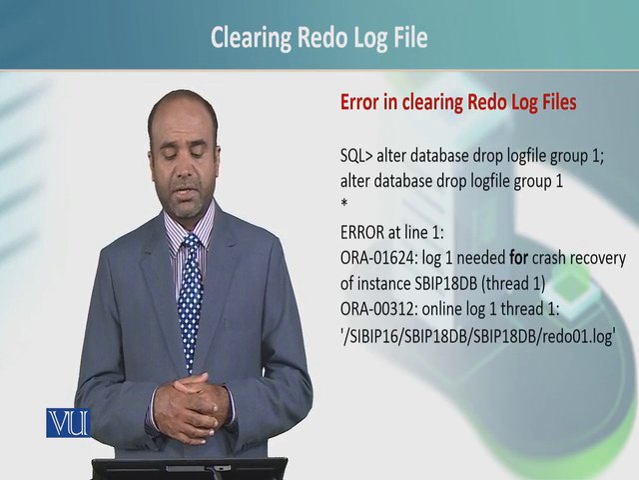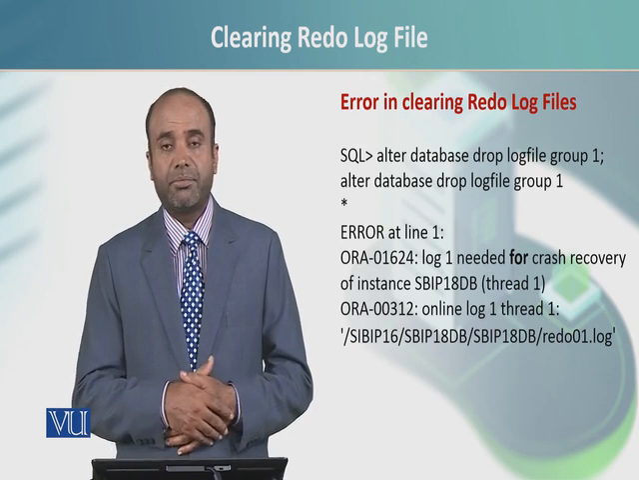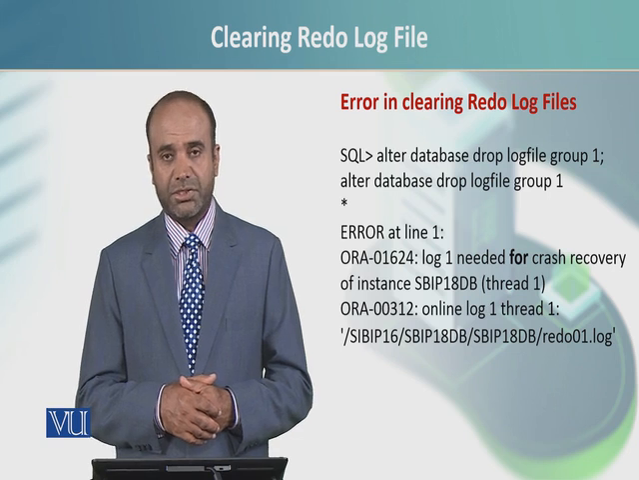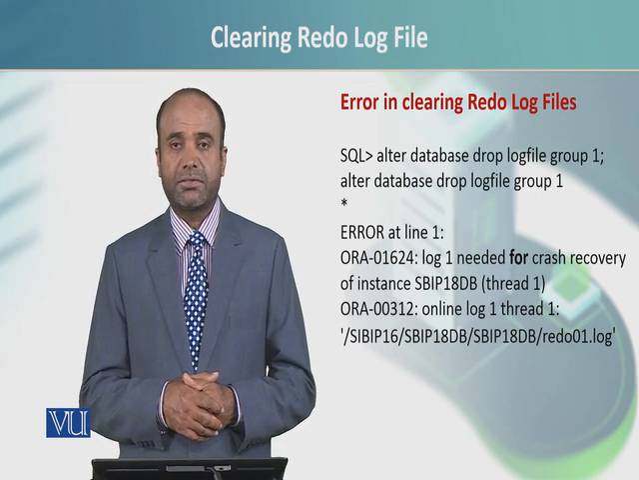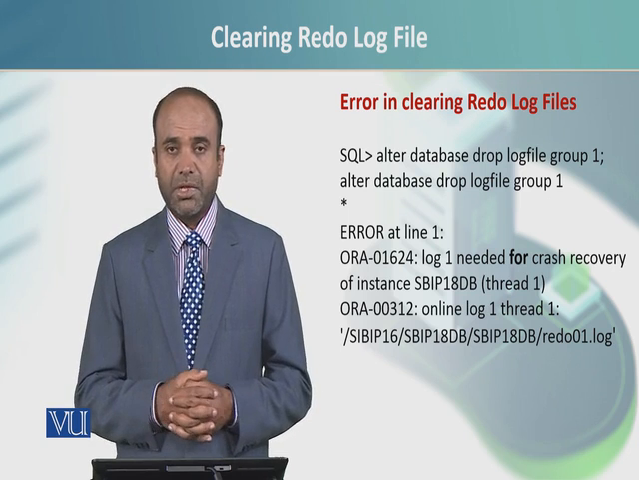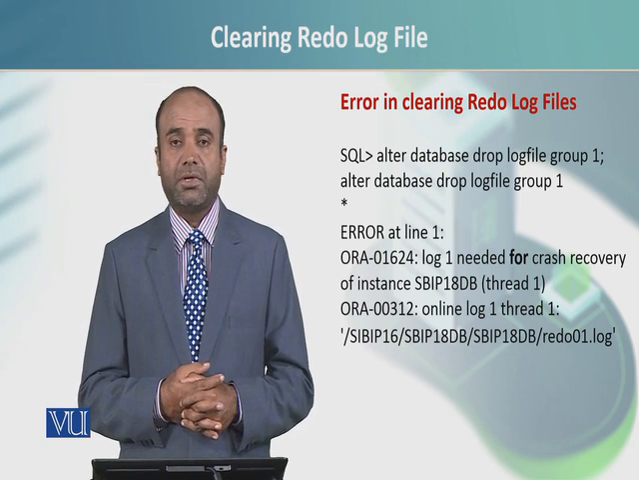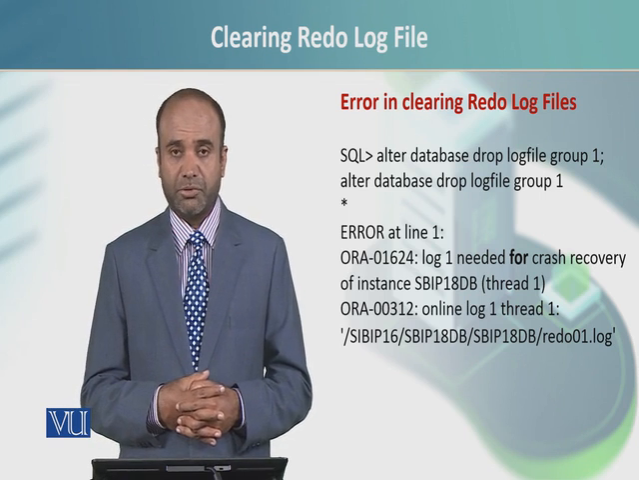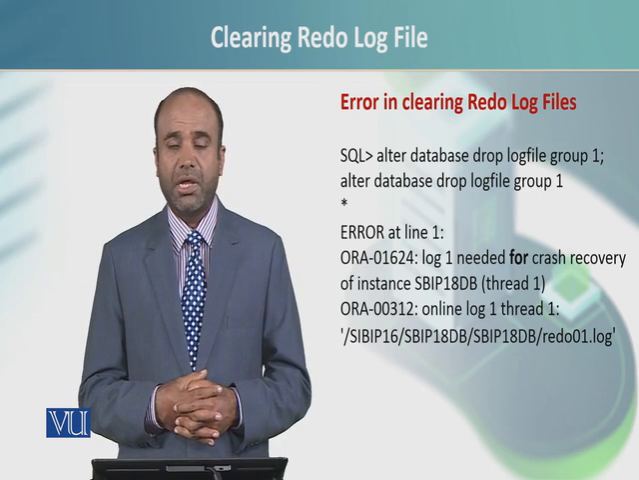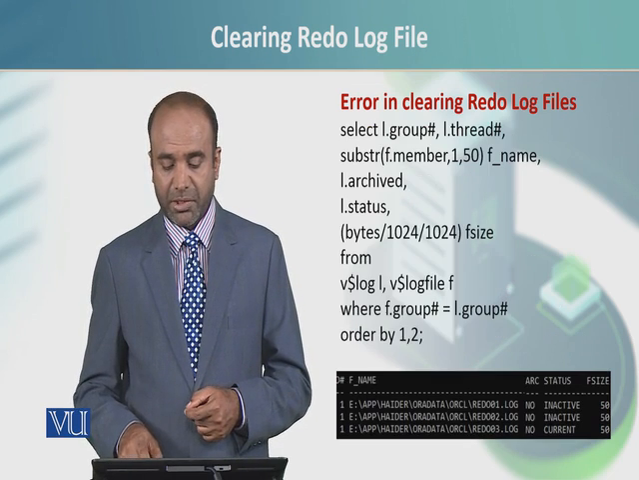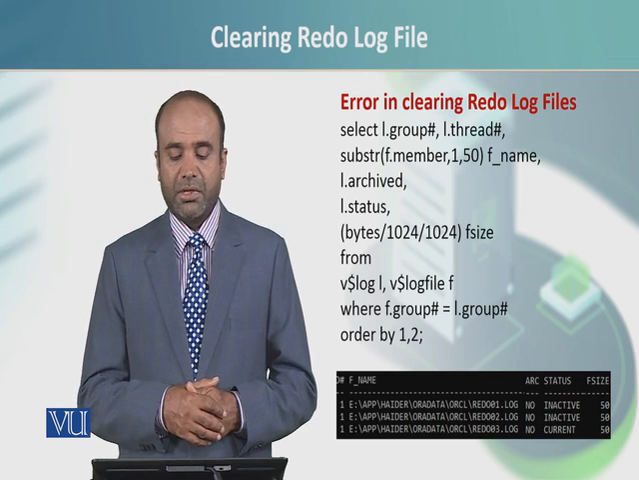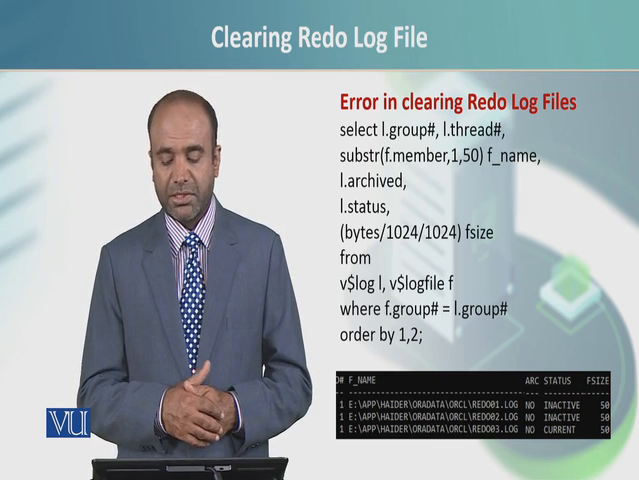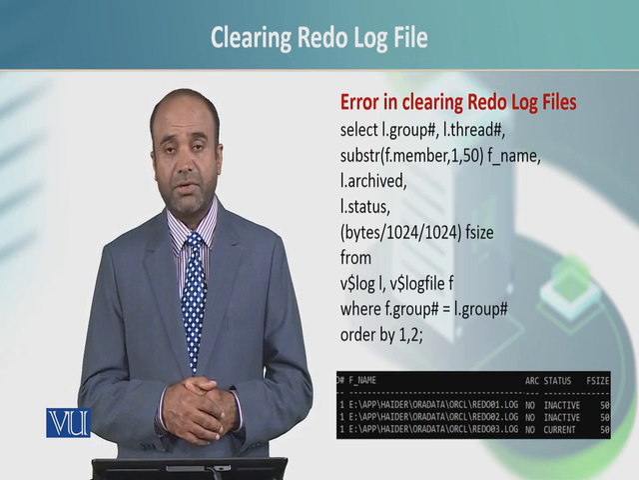So what possible errors can come up? ALTER DATABASE DROP LOGFILE GROUP 1. We run this one and we get the error: log 1 needed for crash recovery. In this case, it is normally used for crash recovery purposes and it cannot be cleared. So the error should be rectified, its number should be noted, and precautions should be taken as given in the error number. So we can see what exactly is going on. Let's suppose the file is a current file, not inactive, so that's where errors normally come up.